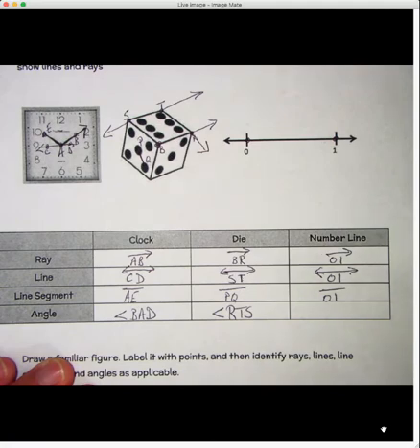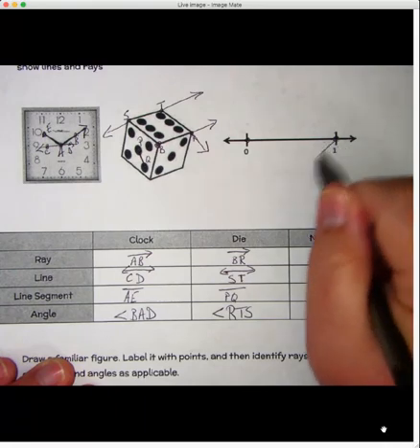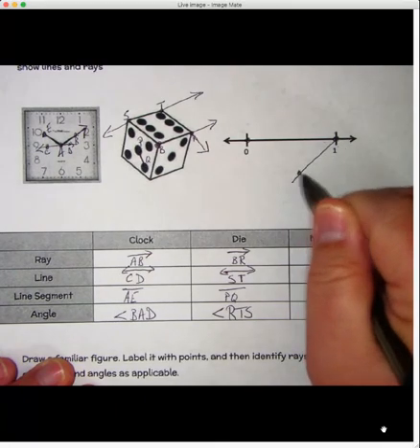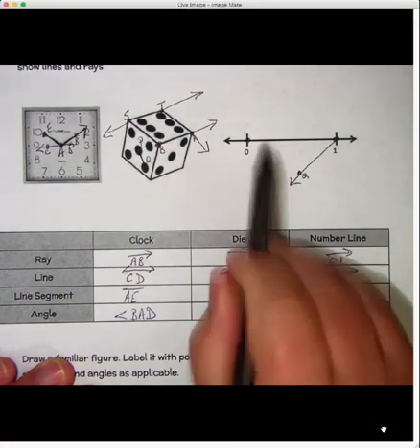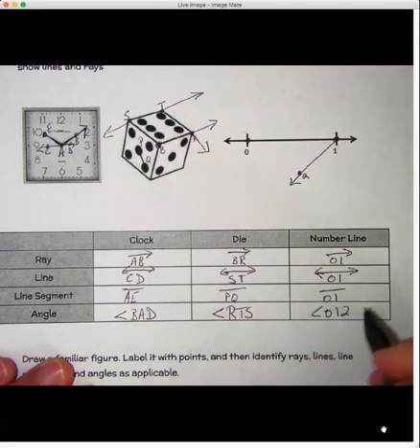An angle, well, we're going to have to draw something else, aren't we? Let's draw this. And now we can have angle 012. I'm just being silly, guys.